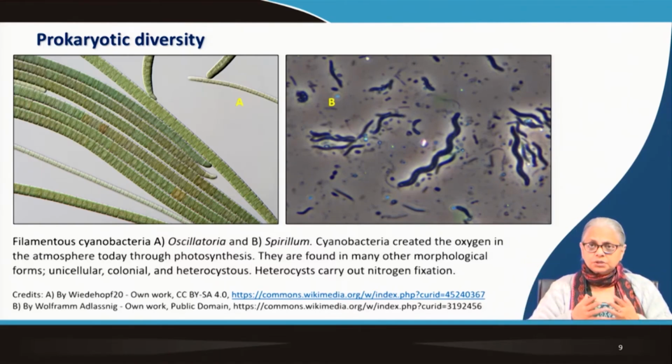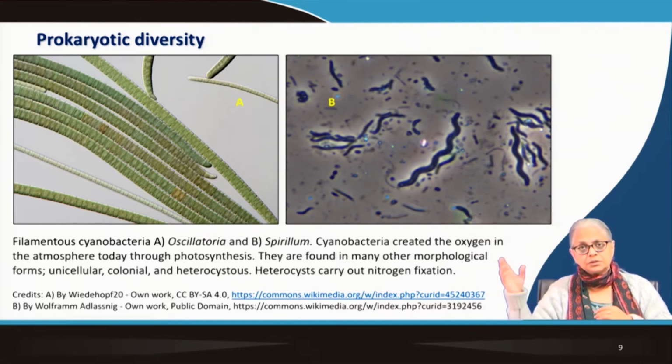The oxygen in the atmosphere that we see today is a fairly high amount, 29%, and that amount of oxygen has been created by these cyanobacteria. Without them, none of us would be here. They are also found in several different forms: unicellular forms, colonial forms, heterocystous forms.